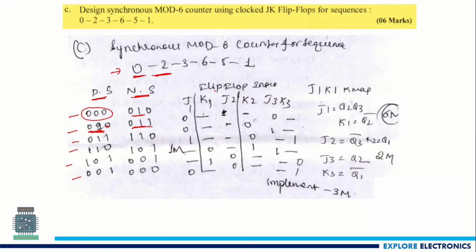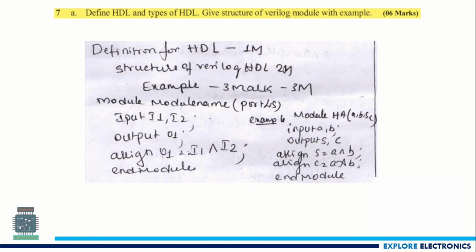Now by taking this into the JK flip-flops, we need to implement using JK flip-flops. So we need to generate what the J and K inputs are. By simplifying this in a K map, we will be getting these expressions. Finally write the circuit using JK flip-flop.